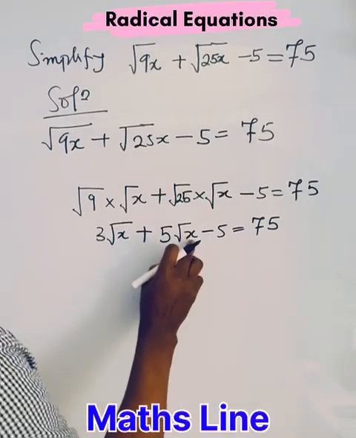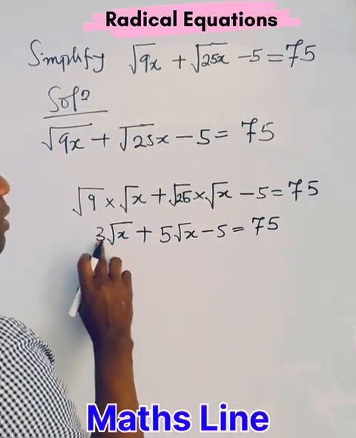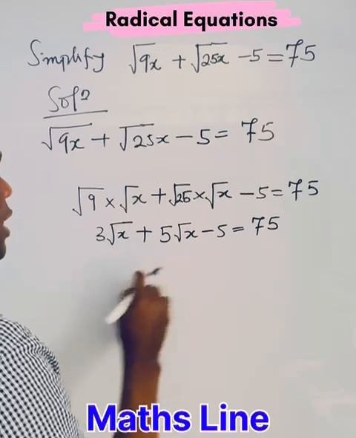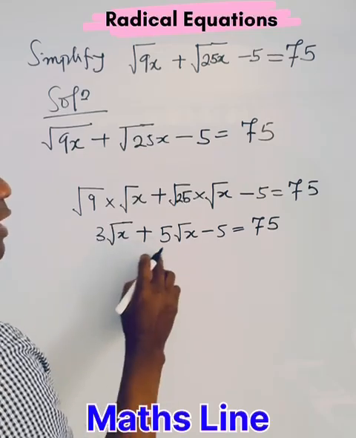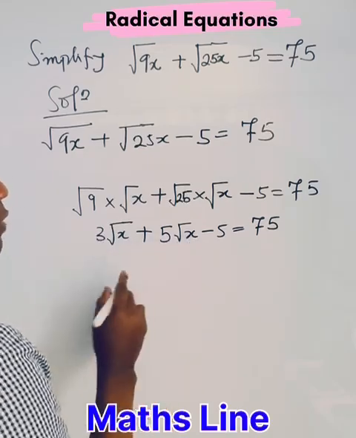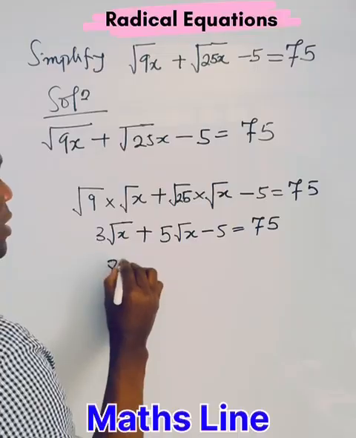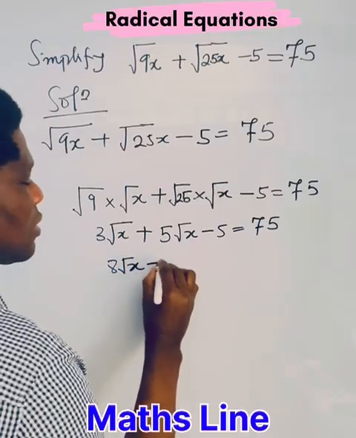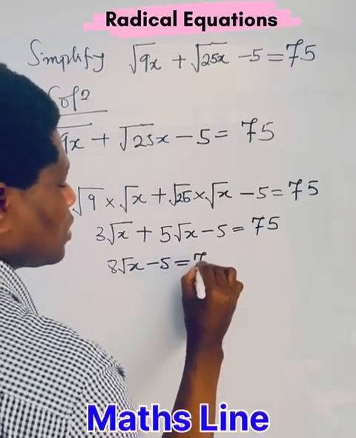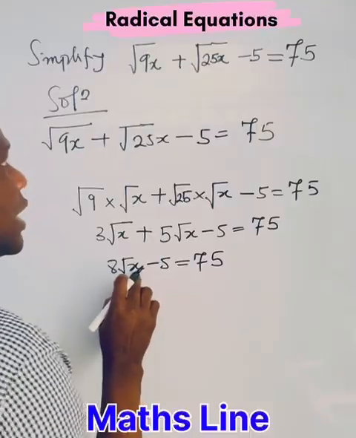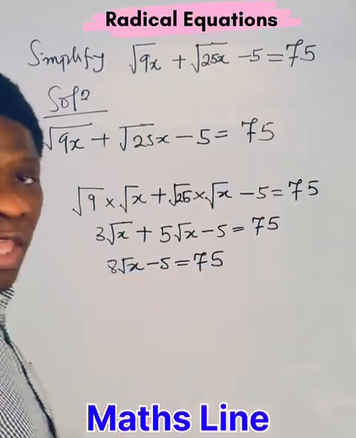Because these two are like terms, we can add them together. We can say that 3 plus 5 will give us 8, and we take one root x, which means that we have 8 root x minus 5 is equals to 75. Now, don't forget that we're looking for the value of x.